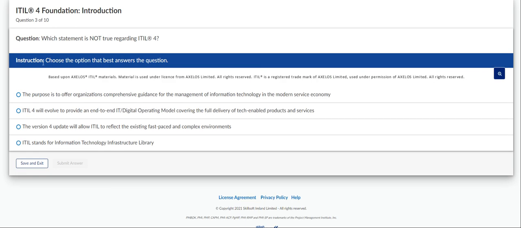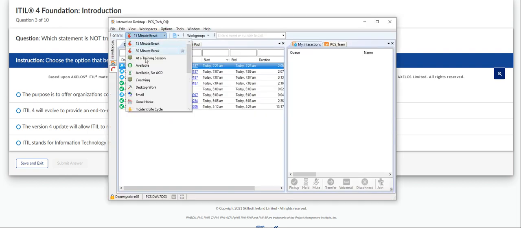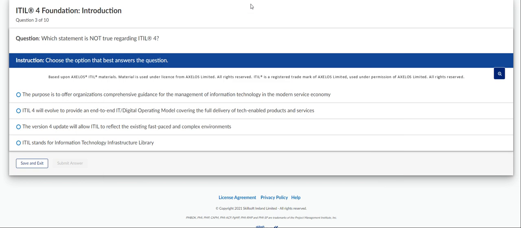Moving on to the next, which statement is not true regarding ITIL 4? The purpose is to offer organizations comprehensive guidance for the management of. Nope, that's correct. ITIL 4 evolved to provide. I'm sorry for that quick interruption. Let me just go ahead and sign back in and then stop my alarm. Okay, going back to this assessment, which statement is not true regarding ITIL 4?